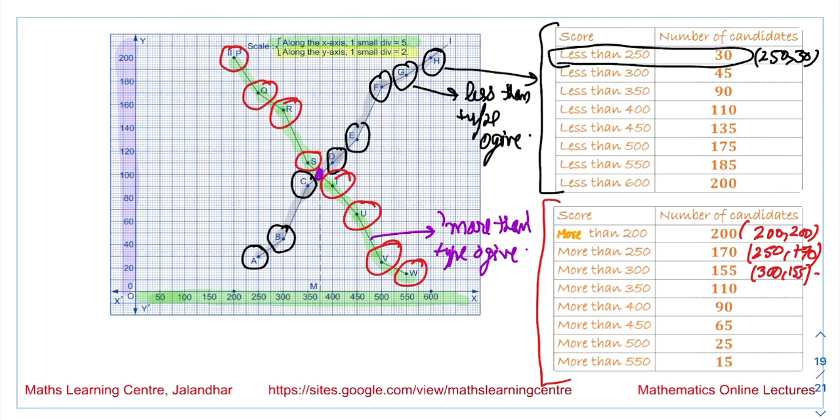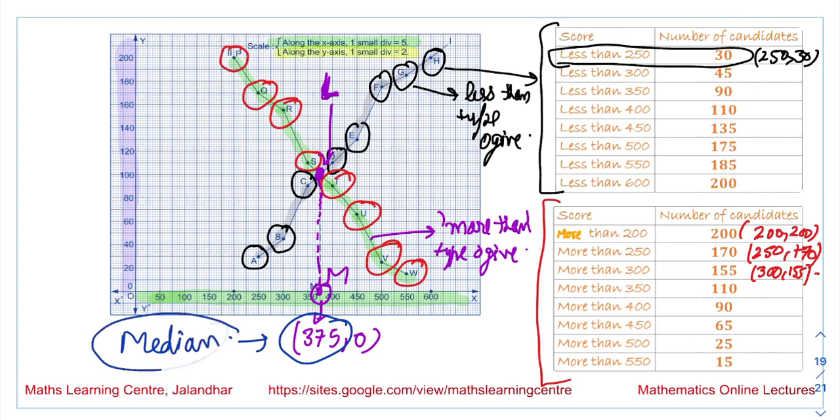The point where these two curves are intersecting, we are naming this as L. We have drawn the perpendicular from this point L on the x-axis, and the point where it is intersecting over here is the point M. We can see that the coordinates of this point are 375, 0, and this 375 is the median corresponding to the given data. So to calculate the median, we can use both less than and greater than type Ogives, and the point where they intersect, the corresponding point on the x-axis, gives us the value of the median of that data.